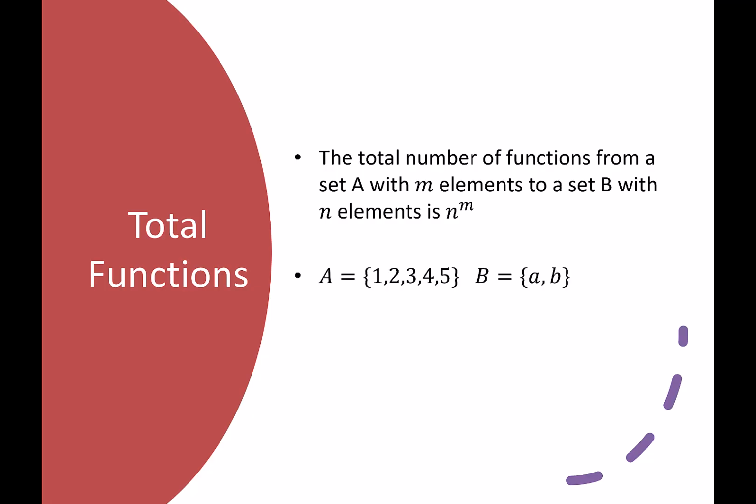As an example, if I have A is the set 1, 2, 3, 4, 5 and B is the set a, b, I have 5 elements in A and 2 elements in B. The total number of functions from A to B would be 2 to the 5th, which is 32.